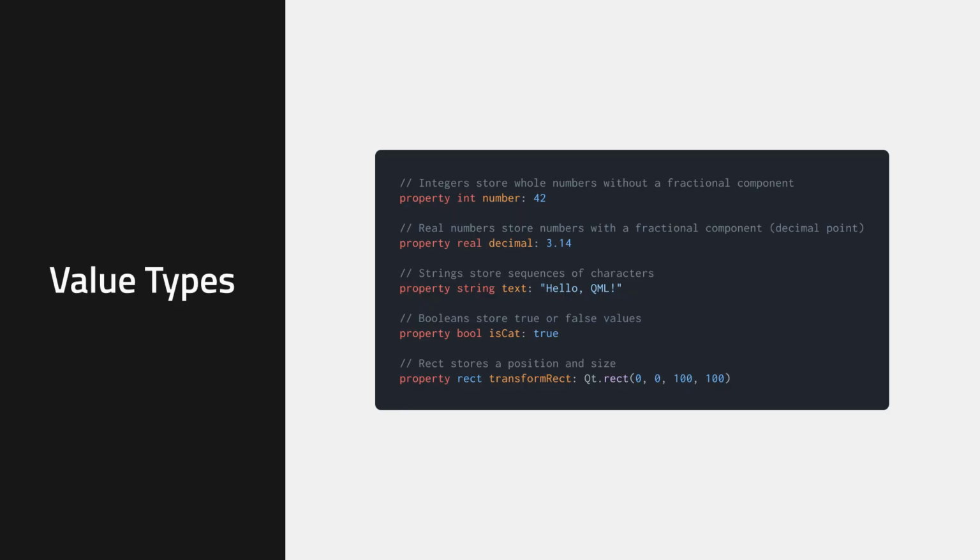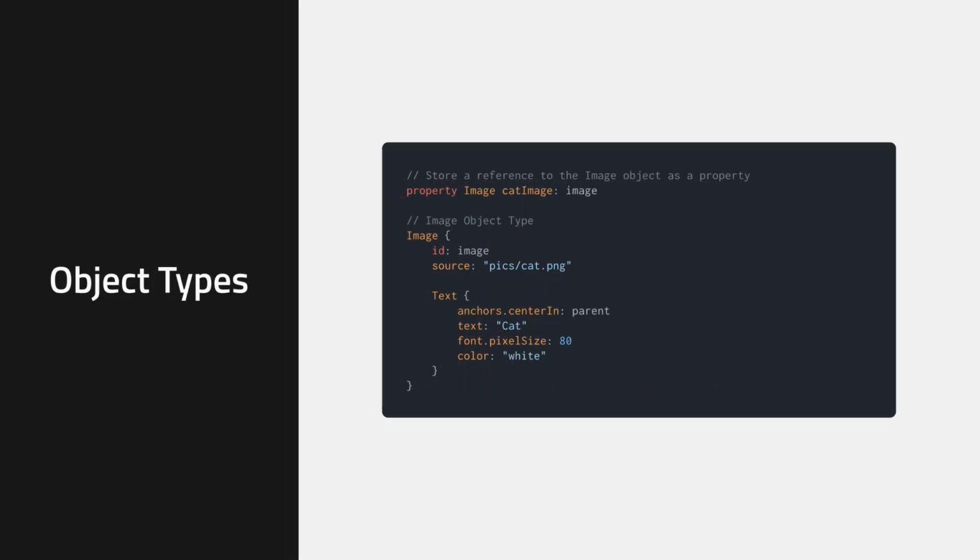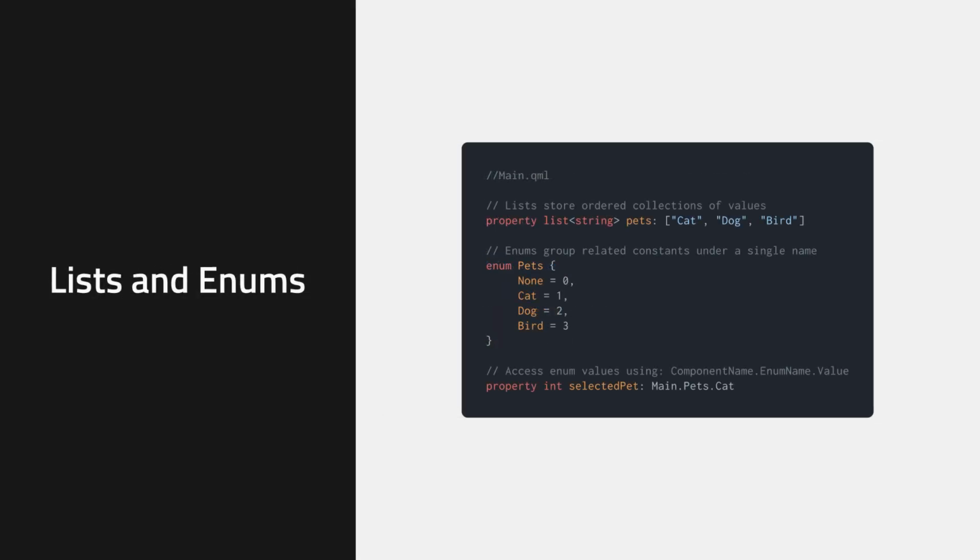There are simple value types, such as int, double, string, and bool, as well as structured value types, such as rect and font. In addition, there are object types for declaring elements. As mentioned before, they have uppercase names. You can also use them as property types.